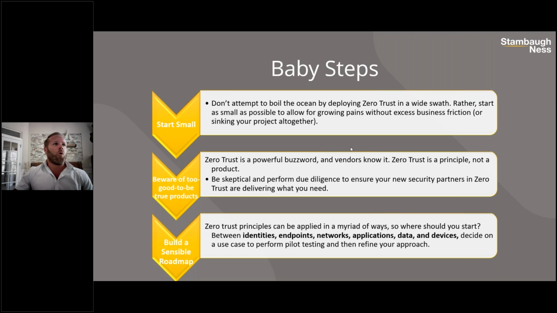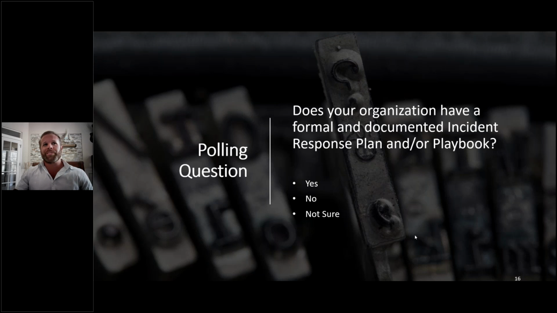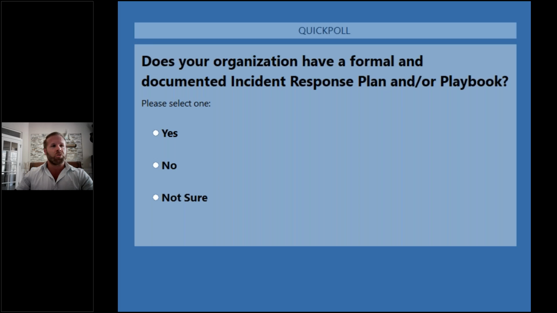Now we have another poll coming up here. Does your organization have a formal and documented incident response plan and/or playbook? Incident response plan, you hear about system security plan, SSP, and a lot of these other buzzwords out there, but you have something formally documented that, in the event that something does happen, you have something to follow and align with. I'll launch this poll, so just launched the poll for y'all.